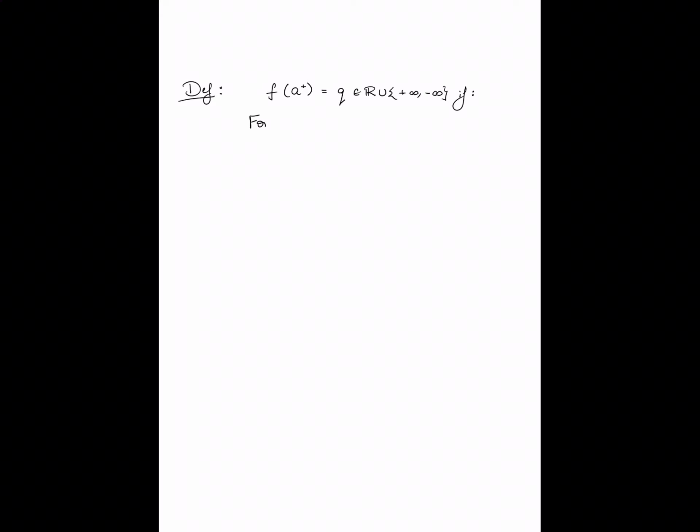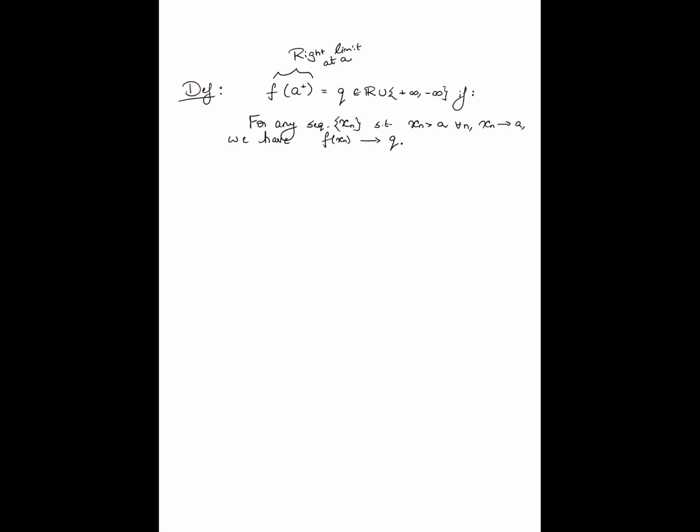For any sequence xn such that xn is in fact greater than a for all n, because this is a right limit, and xn tends to a, we have f of xn tends to q, right? So what f of a plus is, is basically the limit of the function as you approach a from the right. So this is often, as I said, called a right limit, the right limit at a. So what happens to the function as you approach a from the right? That is exactly what is being captured.